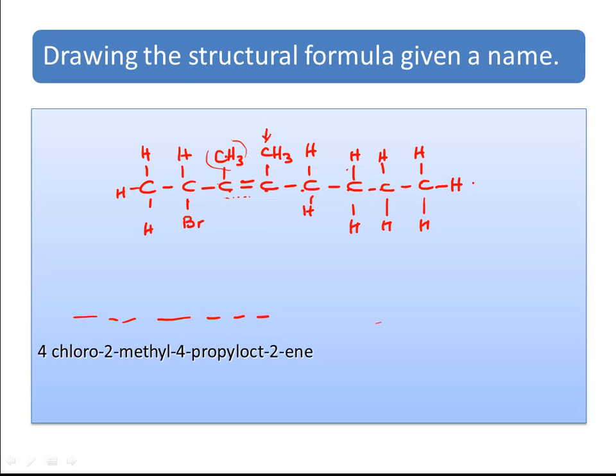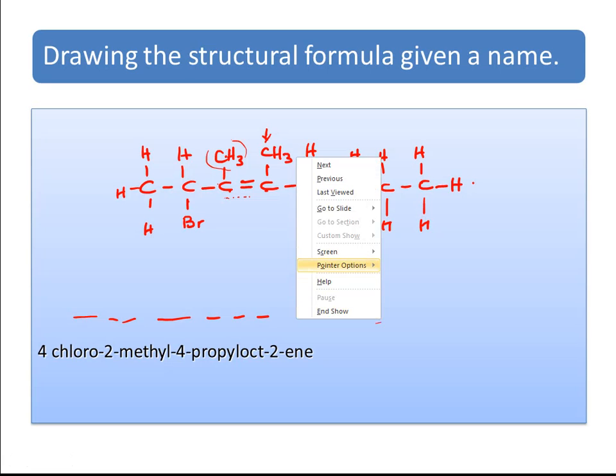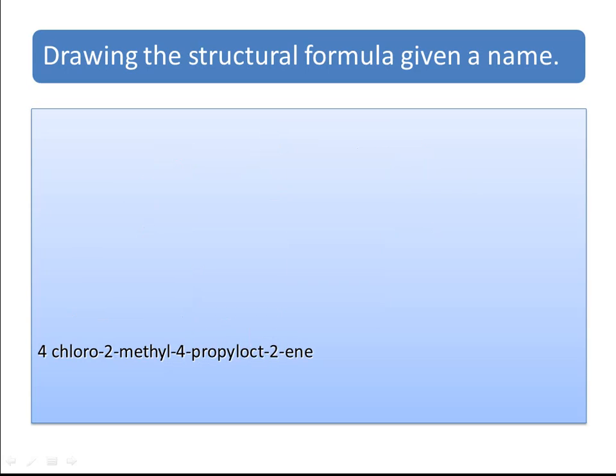4-chloro-2-methyl-4-propyl-octene. Let's get rid of the markings on the slide and restart this. Octene, a double bond on carbon number 2. We have got 8 carbons in the chain. So carbon number 2, which is 1, 2, I've got a double bond and I've got 8 carbons. So it's 3, 4, 5, 6, 7, 8.